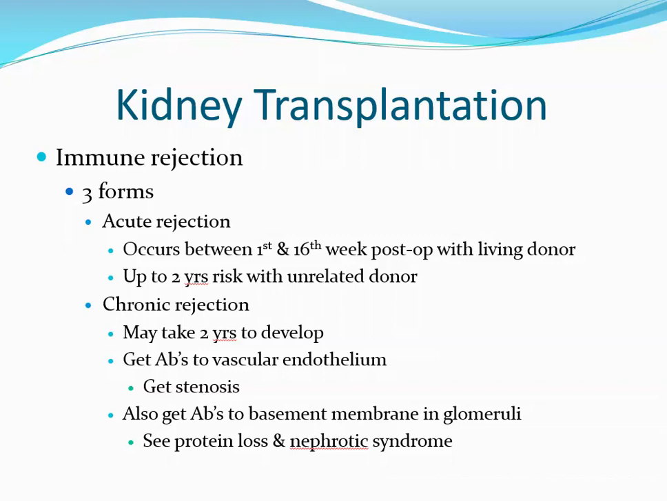Acute rejection occurs anywhere between the 1st and the 16th week post-op with a living kidney donor, or the risk is up to 2 years with an unrelated or a cadaver donor. Chronic rejection may take 2 years to develop. Here you develop antibodies to the vascular endothelium. The endothelium responds by proliferating and causing stenosis. You can also get antibodies to the basement membrane in the glomeruli. This will then result in protein loss, which is nephrotic syndrome.